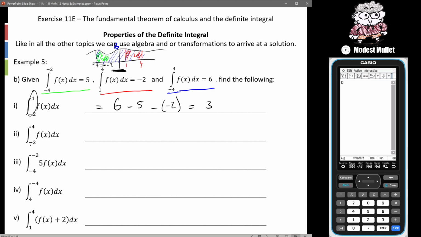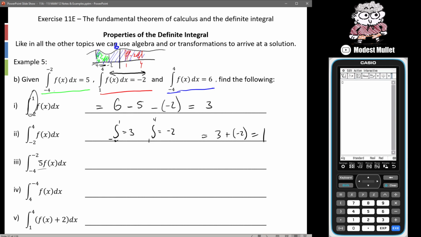We need to find the area from -2 to 4. So we're now trying to find from there to there. Well, we just found that -2 to 1 is equal to 3. And we also already know that from 1 to 4 is equal to -2. So the total is going to be equal to 3 plus -2, which is equal to 1.